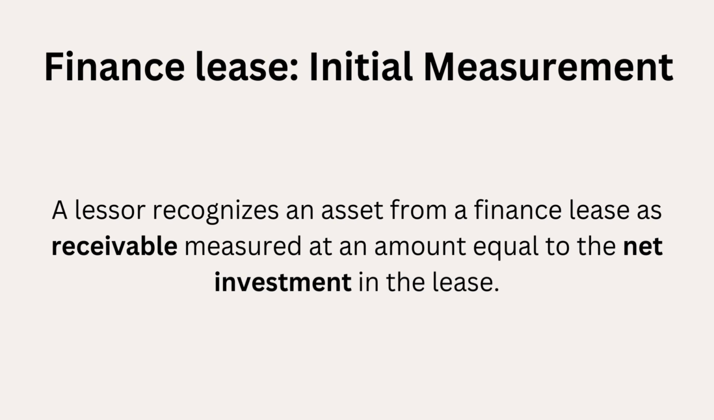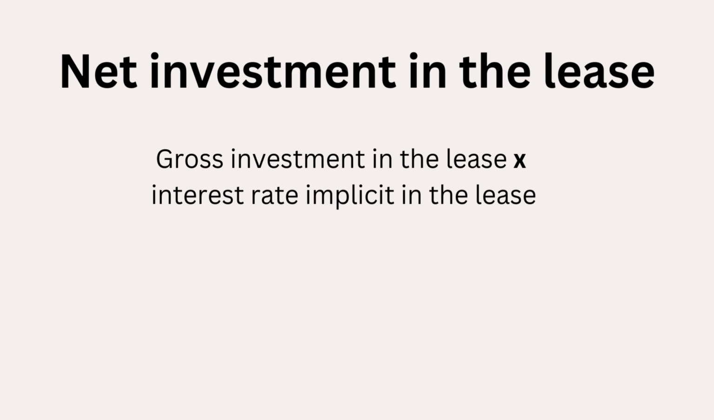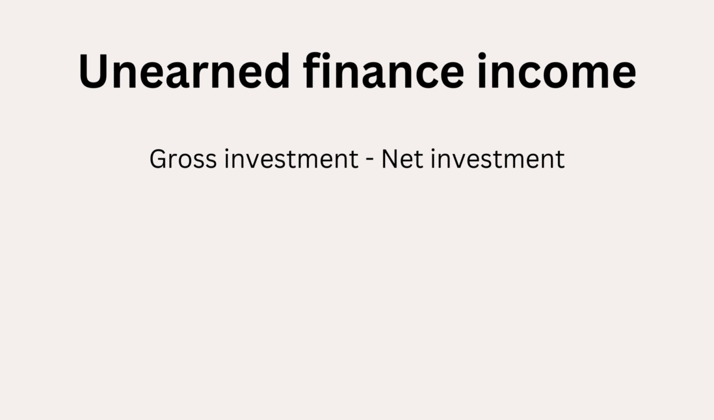Finance lease initial measurement. A lessor recognizes an asset from a finance lease as a receivable measured at an amount equal to the net investment in the lease. Gross investment in the lease: lease payments receivable plus any unguaranteed residual value equals gross investment. Gross investment in the lease discounted at the interest rate implicit in the lease equals net investment. Gross investment minus net investment equals unearned finance income.